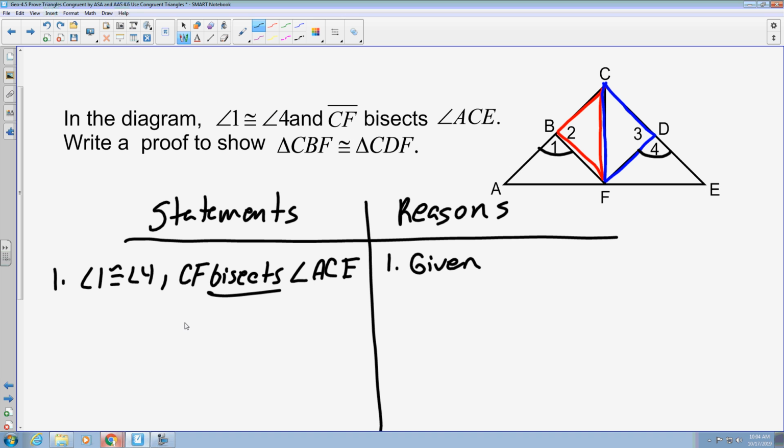All right, so second step, since that's what was given to us, what can I prove? I notice right off the bat that CF is something that is shared between the two respective triangles that we're trying to prove. So I can go right off the bat and say that CF is congruent to CF because of the reflexive property.